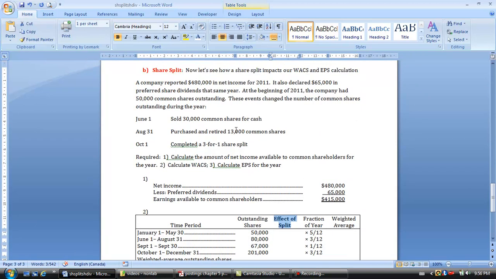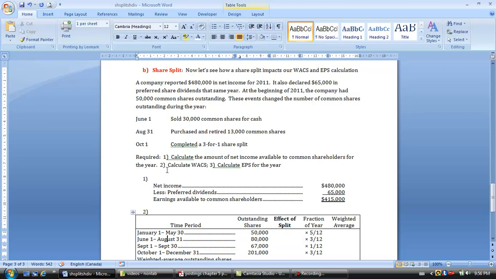It's said here that on June the 1st, we sold 30,000 shares. But we had 50,000 outstanding until that point. So from January to the end of May, we had 50,000 shares outstanding. I'm leaving the split blank for now. That means over that 5-month period from January 1st to May 30th, I had 50,000 shares outstanding. On June the 1st, I added 30,000 to this total to make it 80,000. Okay, and I had those outstanding June, July, and August.